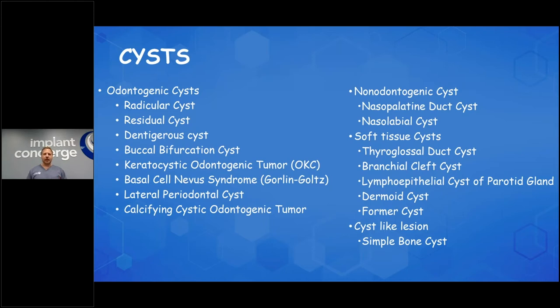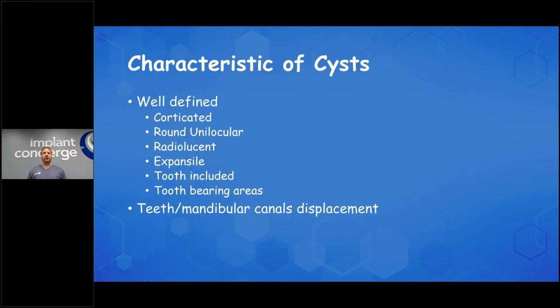Don't forget, a cyst has an epithelial lining. So if there's one at the apex, remember, this might not be cured with an endodontic treatment, but you might have to open a window and curettage that cyst out. And so, like I said, these are the main characteristics of cysts. They're going to be well-defined, corticated, most likely low density. Teeth are going to be involved if it's odontogenic. And you can really find them anywhere in the tooth-bearing area.